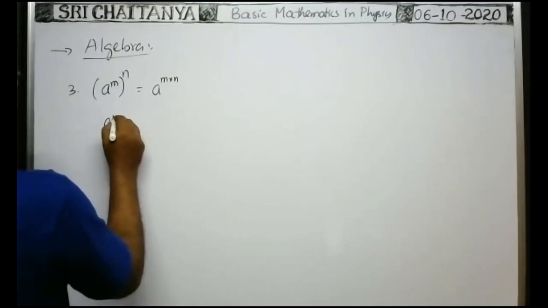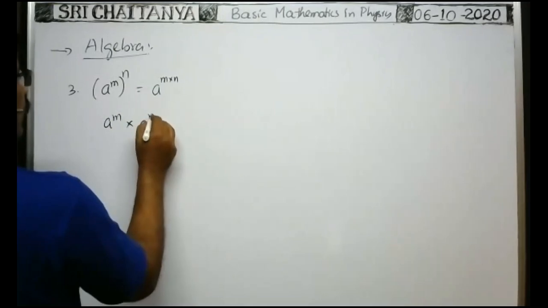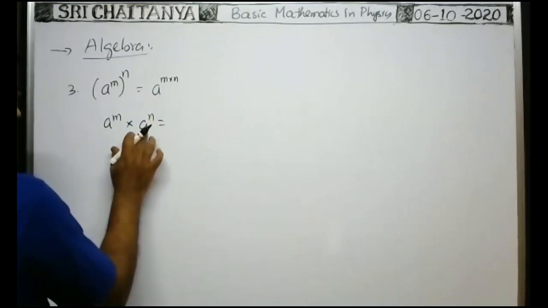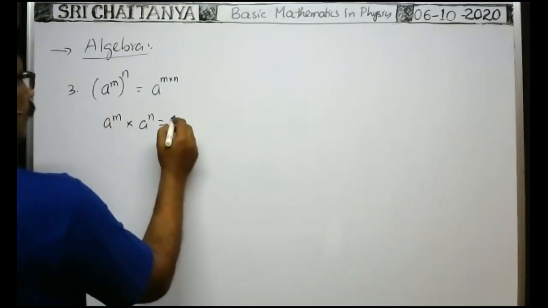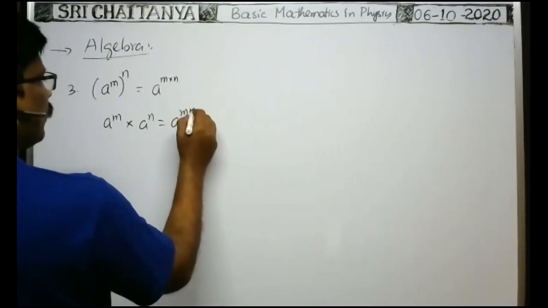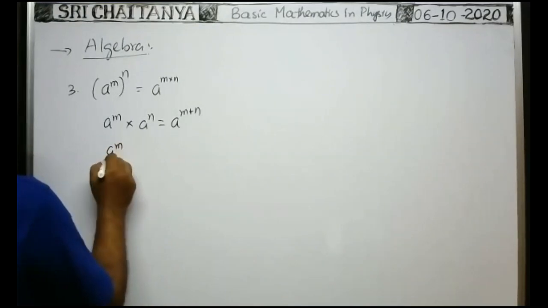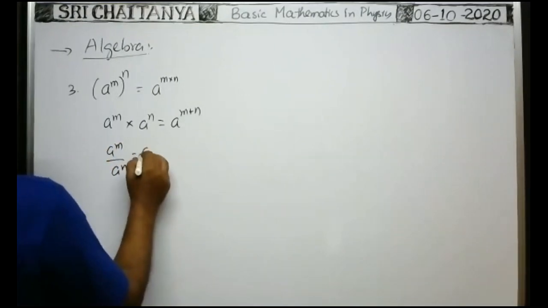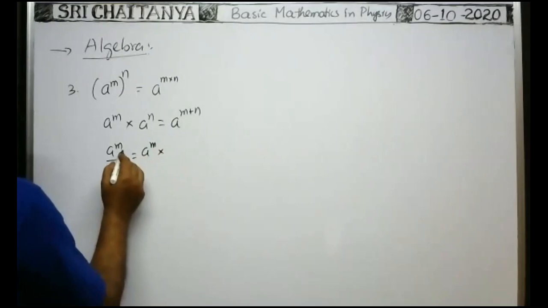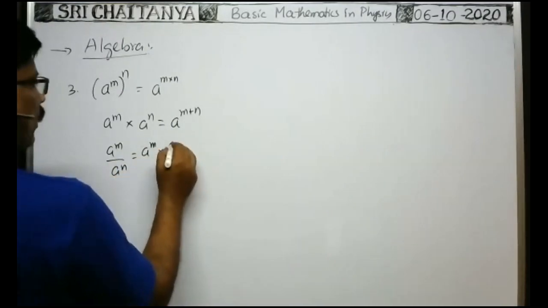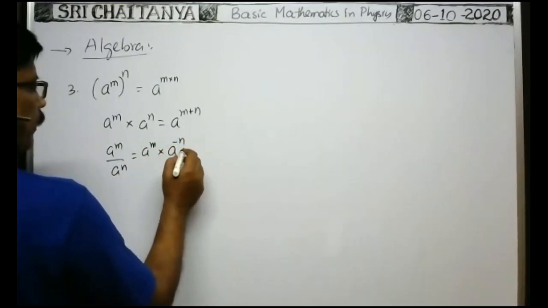Similarly, aᵐ × aⁿ is there. As the bases are equal, powers can be added. So a^(m+n) we have to write. Okay, next, aᵐ / aⁿ is there. That is equal to aᵐ × 1/aⁿ, and 1/aⁿ can be written as a^(−n), so aᵐ × a^(−n).